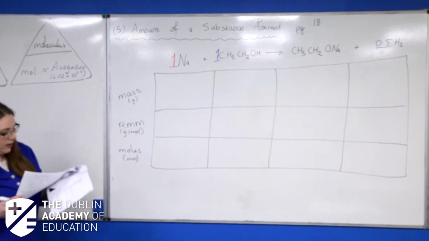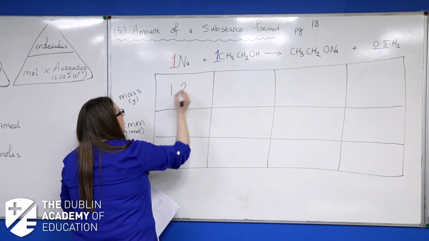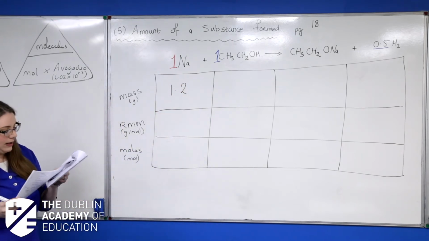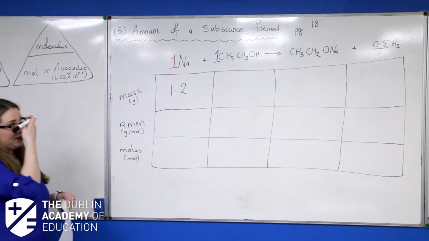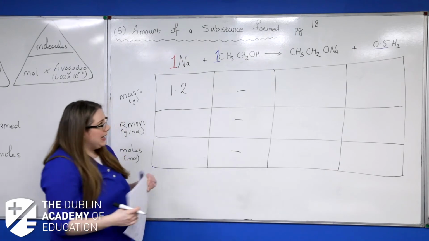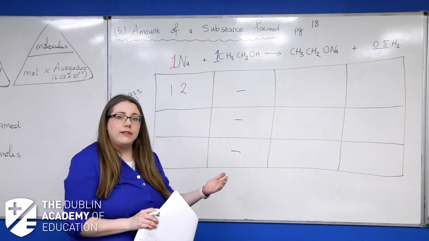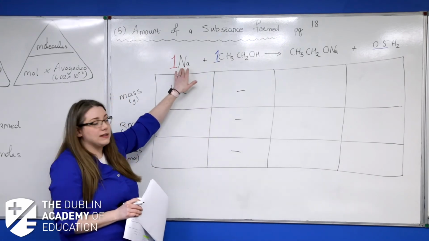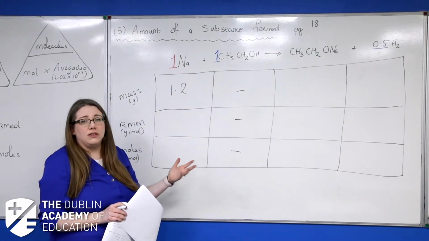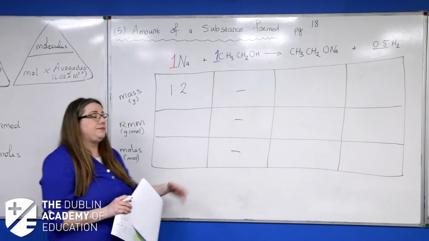So the only thing we're given is 1.2 grams of sodium. Now your ethanol, it actually hasn't told you anything about the ethanol, so I'm going to ignore it. You will either be told that the reaction is using excess ethanol, which means there's more of it than you need to react fully with the sodium, or it doesn't mention it at all, and if it doesn't mention it, you don't care about it. So I'm just going to completely ignore ethanol.